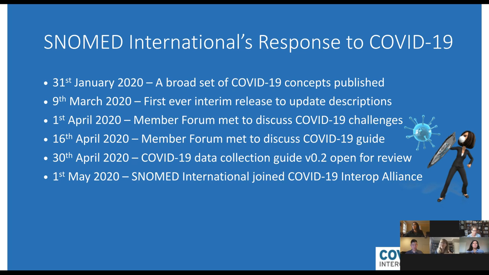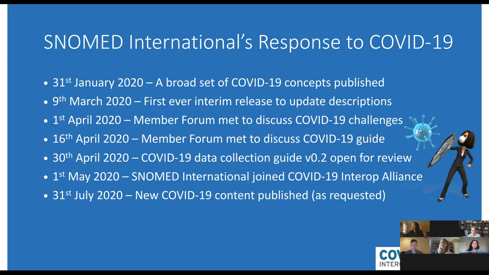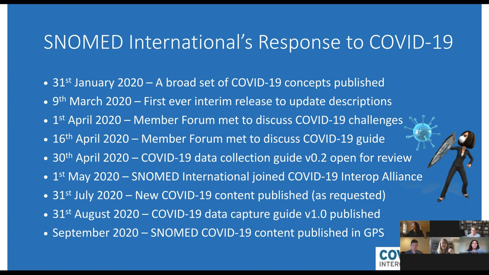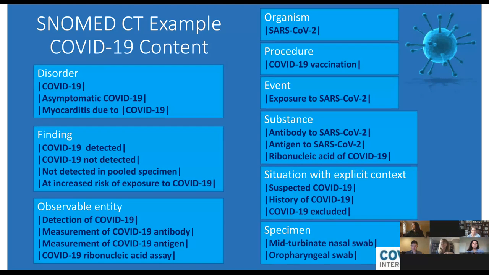Around this time, SNOMED International also joined the COVID-19 Interoperability Alliance and started working with the Alliance to harmonize our SNOMED subsets with those being used within the Alliance. And then in July, SNOMED International published a range of additional COVID-19 concepts that had been requested by our members. And in August, version 1 of the COVID-19 guide was completed. And in September, the key COVID-19 content from SNOMED was published in our global patient set for free use in all countries.